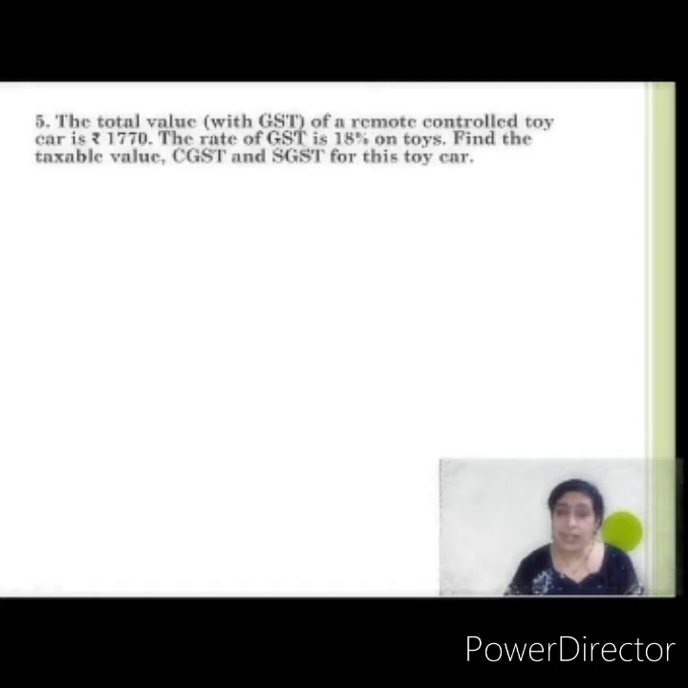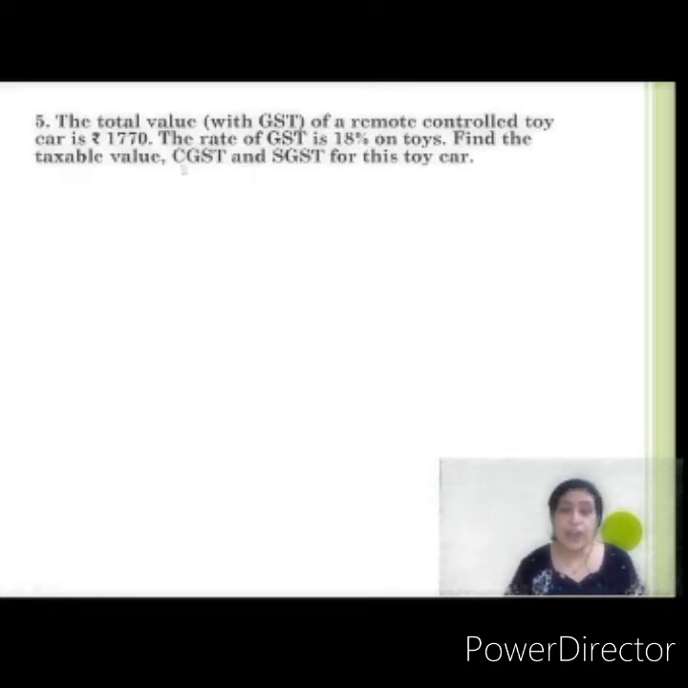GST with what rate is applied? It is applied with 18%. So if we calculate 18% and subtract that amount, you will get the taxable value of that toy, right? So you need to find the taxable value. How did you get it? You remove the GST amount. And how will you calculate the GST amount? 18% of this. Whatever 18% you get, you subtract from the total amount and you get the taxable value.